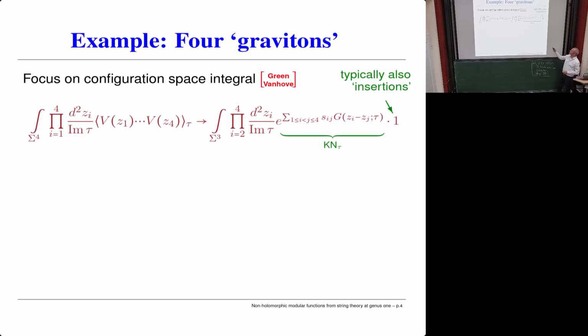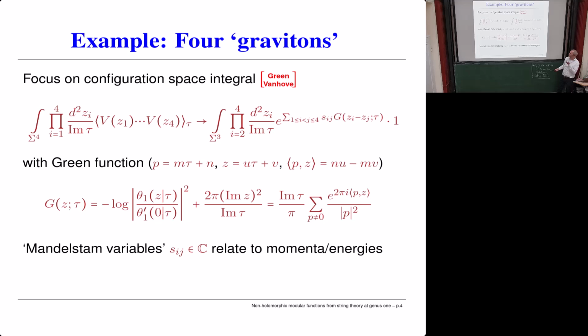So it has different ingredients. One thing is this thing that I call the Koba-Nielsen factor, which is KN, which involves a function g that I will show you in a second. So I have parameters s_ij that you can think of as just complex numbers. And in general, there will be additional things happening here. For the simplest example that I'm doing here, which is called the 4-graviton example, there's just the number 1 here. But in general, there will be more complicated things.